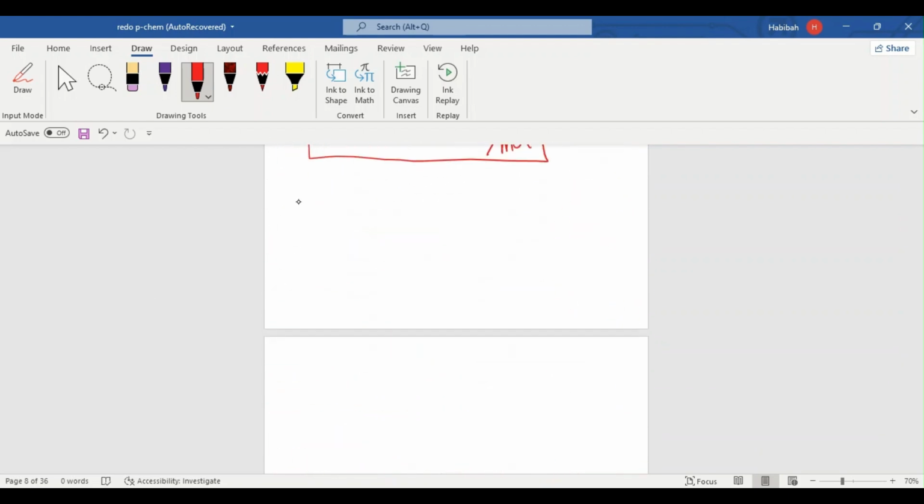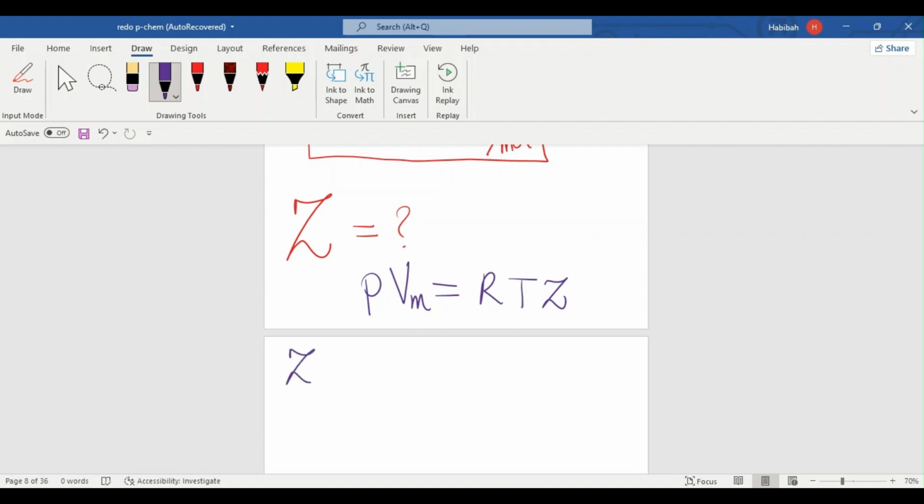So the compression factor Z is just going to be what? Well, when you're dealing with questions like this, especially for van der Waals gases, and you have compression factor questions, note that the formula for compression factors when you're dealing with real gases is just PV_m, so pressure times the molar volume, equals RTZ, where R is the gas constant, T is temperature, and Z is the compression factor. Hence, Z is just going to be simply pressure times the molar volume divided by RT.